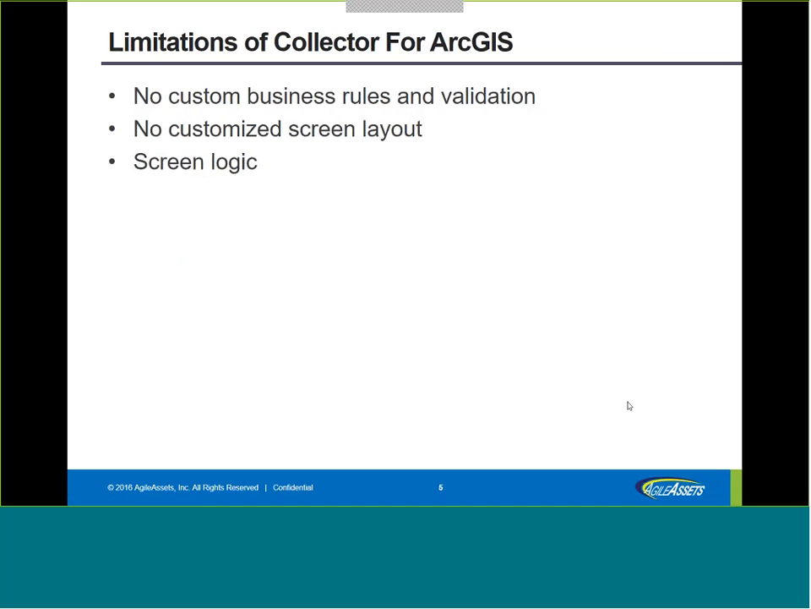I've kept the list short because we're talking about the positive things about Collector, but we should realize that it's not a silver bullet that is going to solve all of your problems. There are limitations, and you have to be aware of them when you design your Collector app. Things like custom business rules and validation are not there in Collector. You can set up things like tick lists that will help people not type the wrong information, but you can't really set up a rule to say, if this is equal to that, make sure this is equal to that, or make sure they fill in this form if that is filled in.